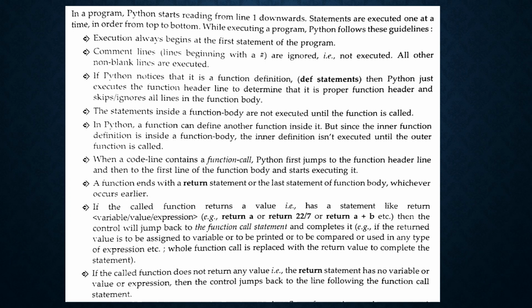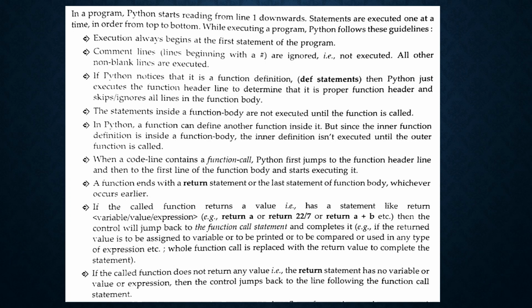When a code line contains a function call, Python first jumps to the function header line and then to the first line of the function body and starts executing it. A function ends with the return statement or the last statement of the function body, whichever occurs earlier. So which one comes first, according to that, the execution of the function ends.